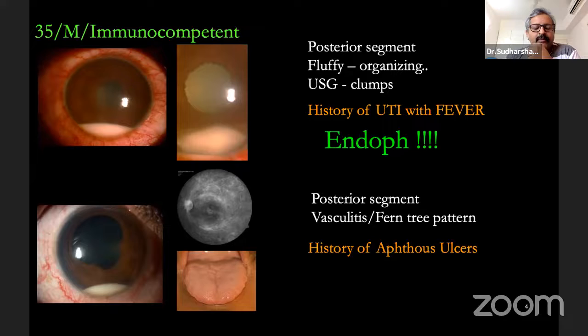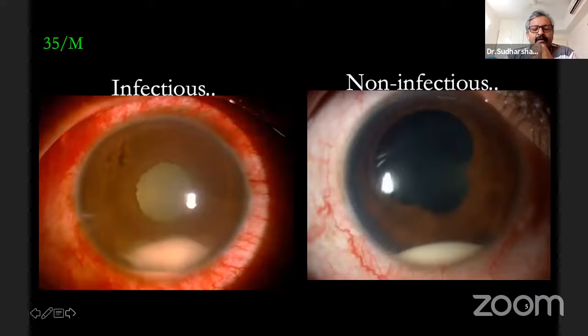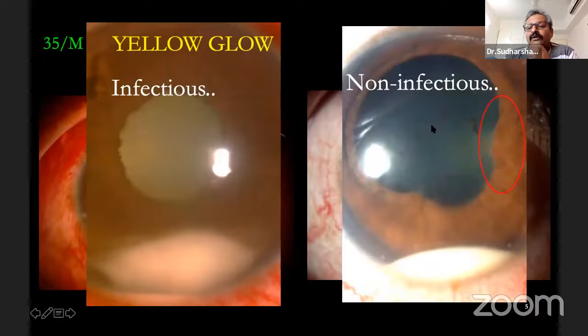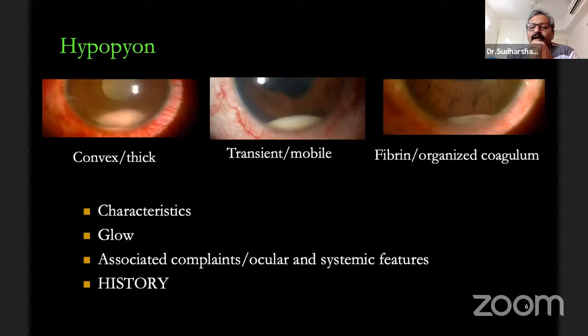Well, this patient who had a hypopyon of a similar age group, immunocompetent, was a case of Behçet's disease. Yellow glow in the fundus, as we keep telling again and again, is seen only in endophthalmitis or in infective uveitis, or something like CMV or a viral retinitis. Look at the glow. If it is a clearer glow with synechia like this, you are probably dealing with a non-infectious uveitis. A non-infectious uveitis hypopyon, such as in Behçet's, usually is a transient mobile hypopyon, or in an HLA-B27 associated uveitis, it can be an organized coagulum.